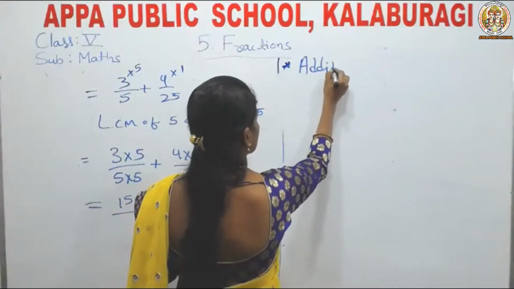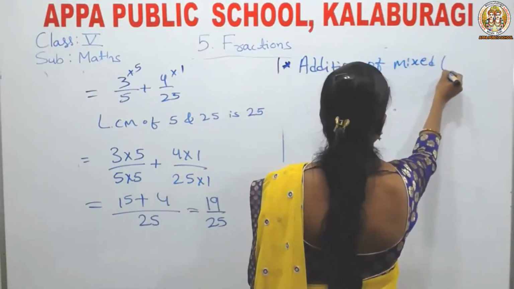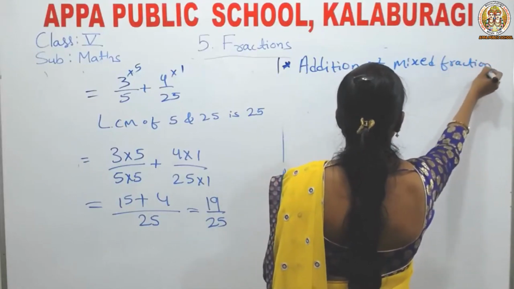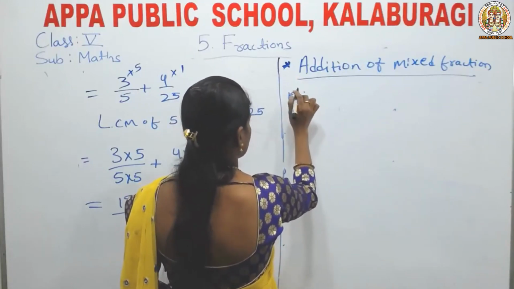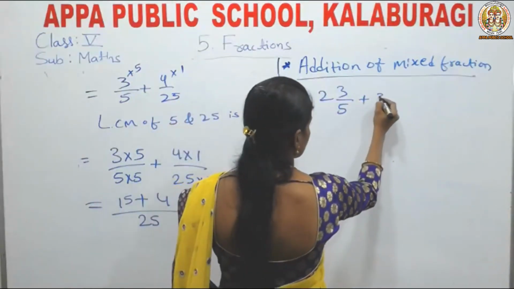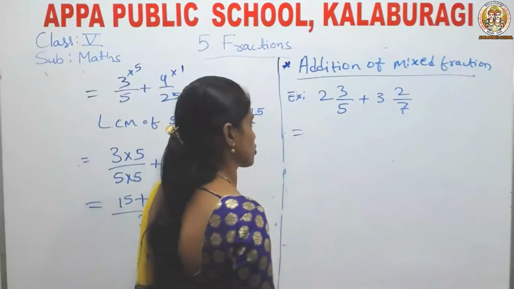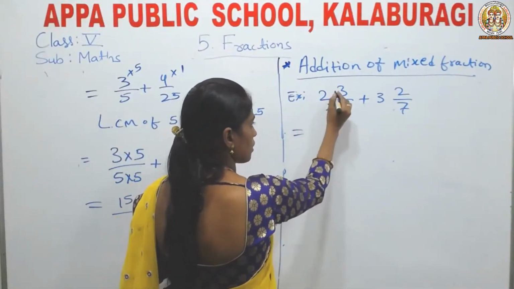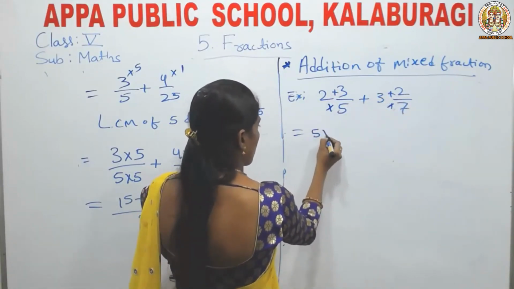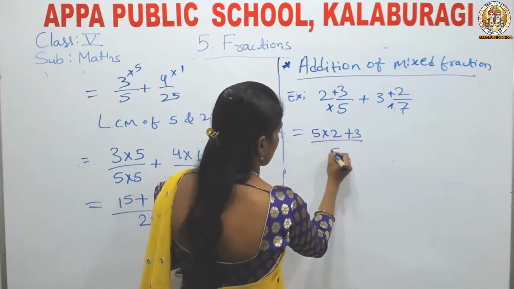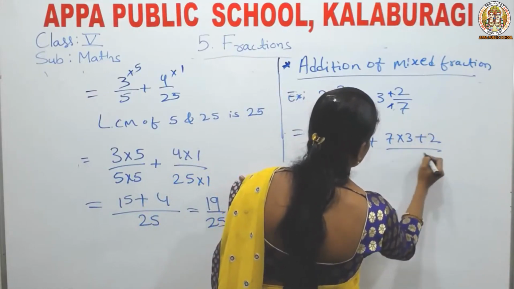Next, addition of mixed fractions. For example, 2 3 by 5 plus 3 2 by 7. Now, convert to improper fractions. We can multiply these two numbers and add. Multiply these two numbers and add them. Now 5 into 2 plus 3 divided by 5, plus 7 into 3 plus 2 divided by 7.